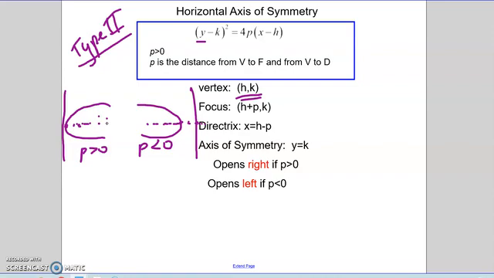So some of these acronyms here: p is the distance from V to F. V is the vertex, and F is the focus. And D here is the directrix. So that's what those acronyms are referring to.